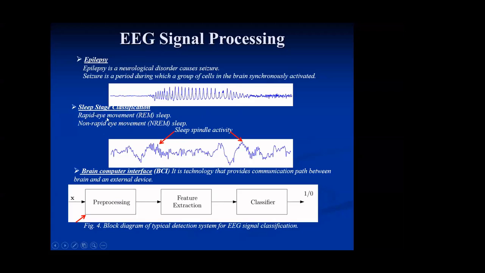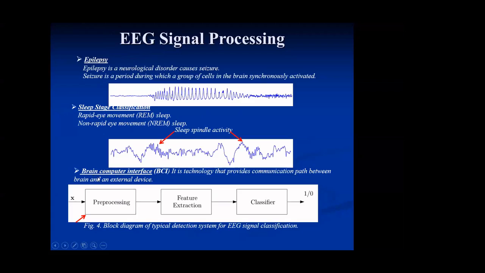Some persons will have the habit of rapid eye movement. These things can be measured through the EEG. And one other very important application of the EEG, which we are using nowadays, is called brain computer interface, BCI.